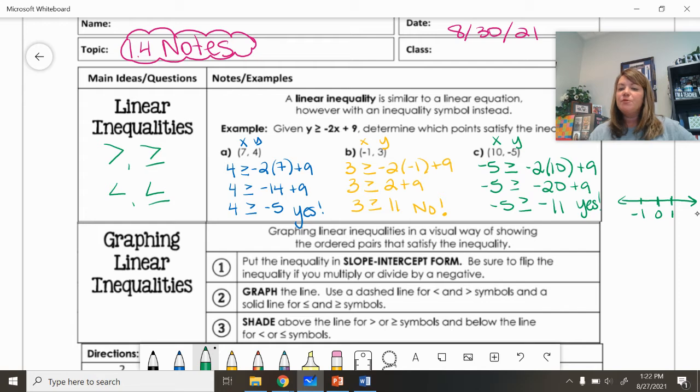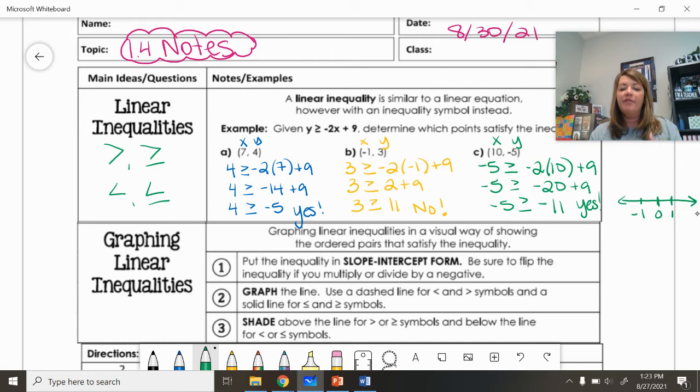Okay, so that was just practicing to see if these ordered pairs fit in that inequality or not. Well, now we're going to look at graphing these things, okay? Because when we graph these, we're going to graph a line, like we know how to graph a line, y equals mx plus b. But instead of the answer just being the x's and y's right on that line, it can be anything above or below that line, depending on whether it's greater than or less than. All right?